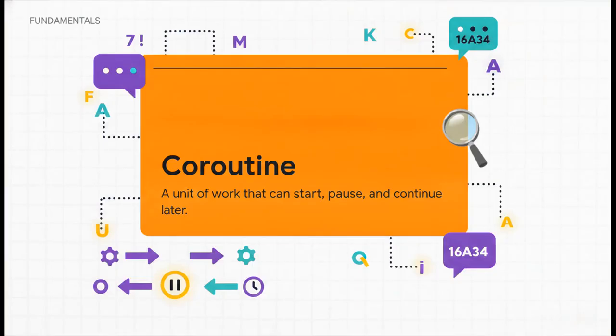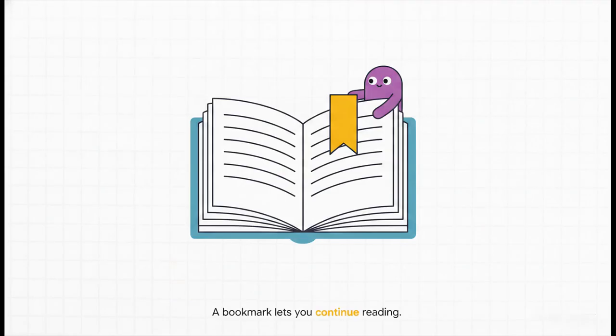A coroutine is a unit of work that can start, pause, and continue later. That is the exact definition, and trust me, every single word in that sentence matters. Think of reading a book. You're on page 125. You place a bookmark, close the book, and come back later. When you open it back up to page 126, you don't restart from chapter 1. You continue. A coroutine is exactly like that bookmark.